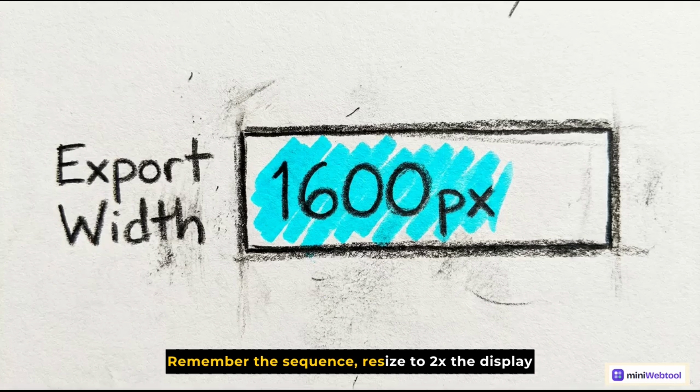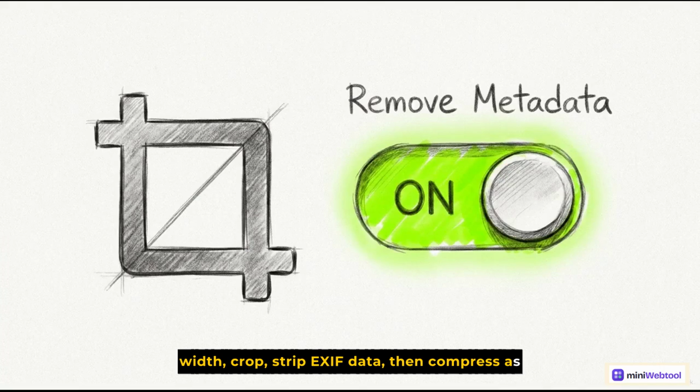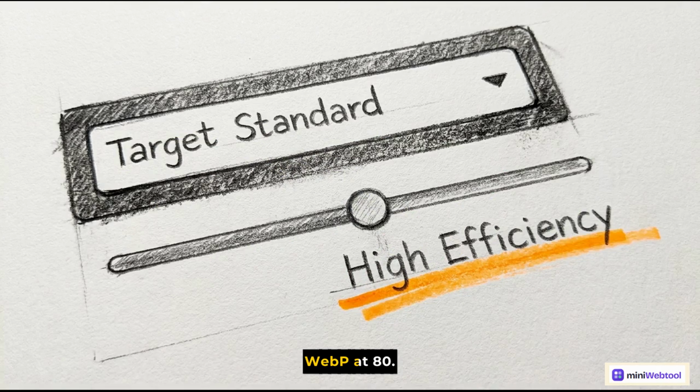Remember the sequence: resize to 2x the display width, crop, strip EXIF data, then compress as WebP at 80.